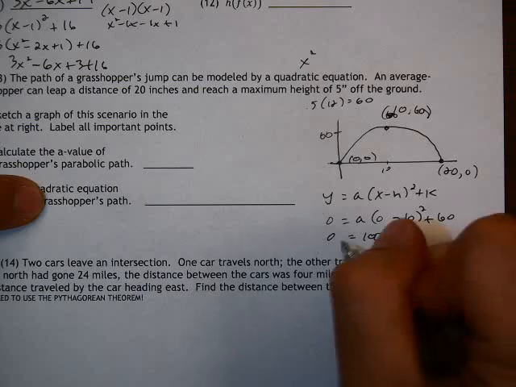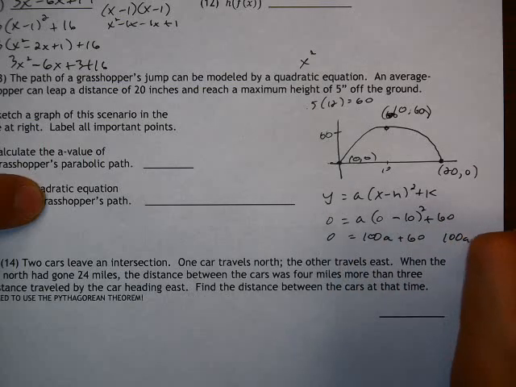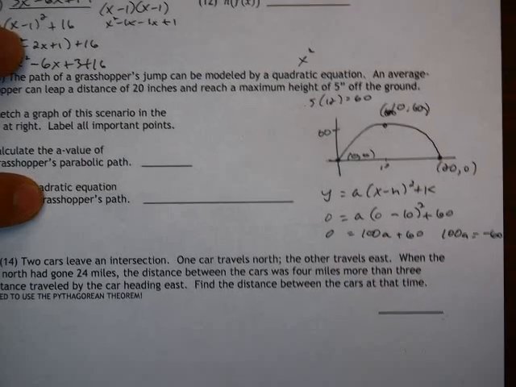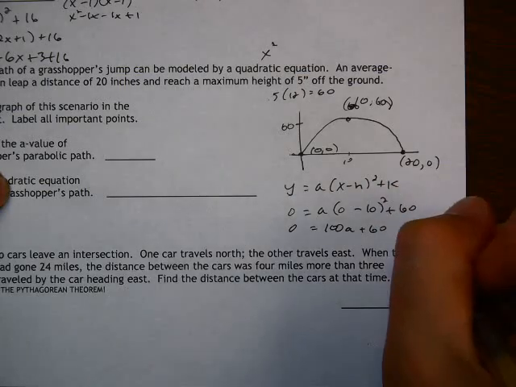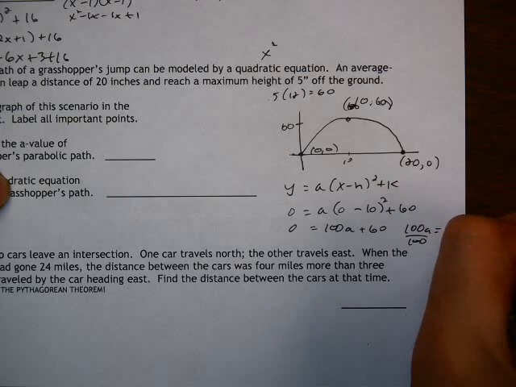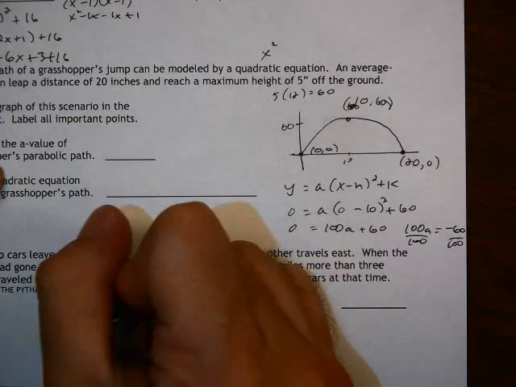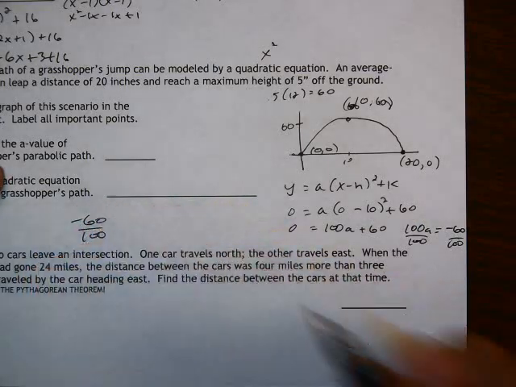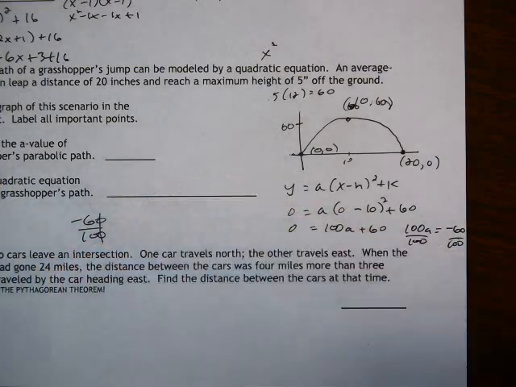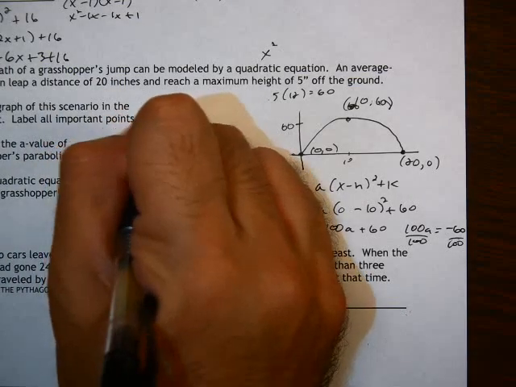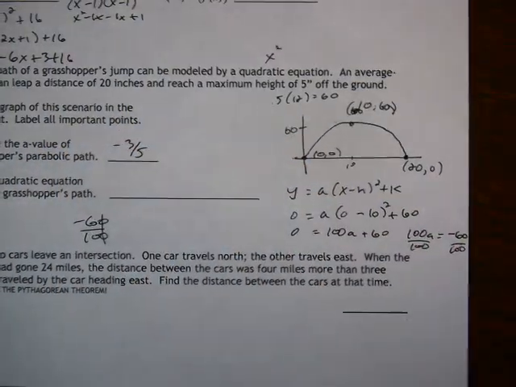I'm going to subtract 60 from both sides, so I'm going to get 100a equals negative 60. I'm running out of room. Divide by 100, so I get a fraction. Negative 60 over 100 is my fraction, but I'm going to reduce it. Cancel the zeros. When I reduce that, I get negative 3/5 for the a value.